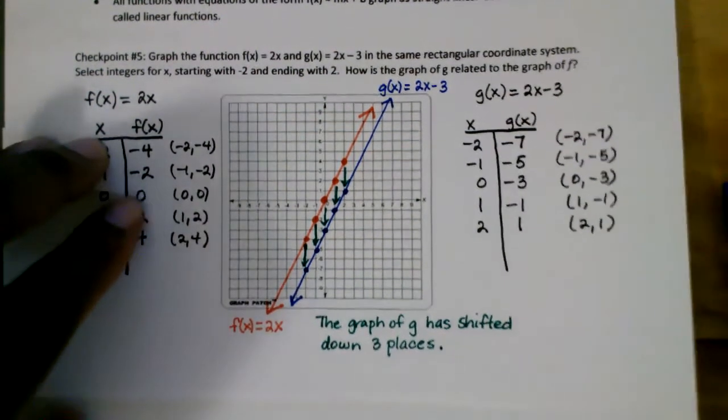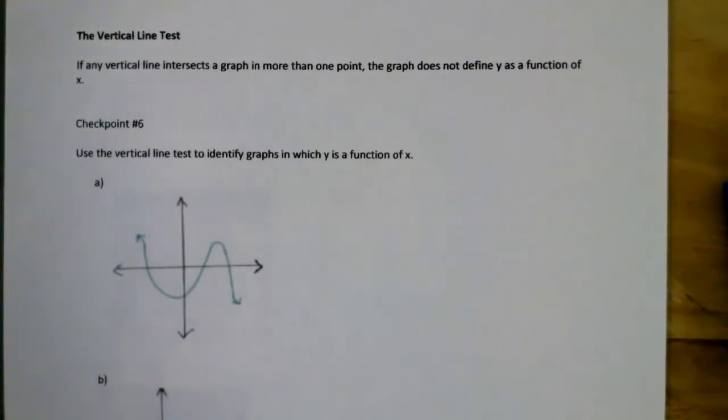Okay, the last thing in this video we'll talk about is the vertical line test. Now, already we looked at relations and how to determine whether a relation is a function. Also, we looked at equations to determine whether or not an equation represents a function. Now we can look at a graph and determine whether or not that graph represents a function. And we're going to use what they call the vertical line test.